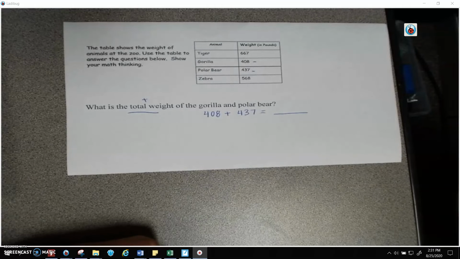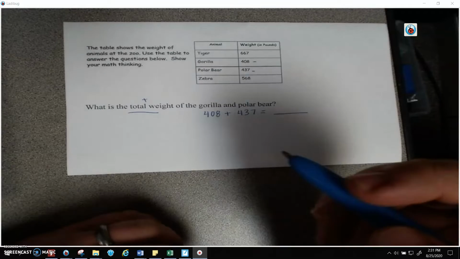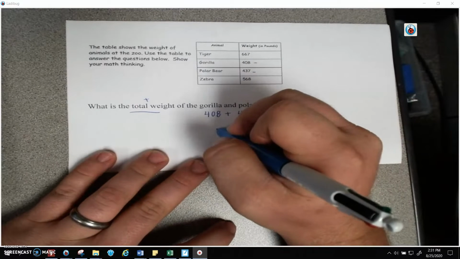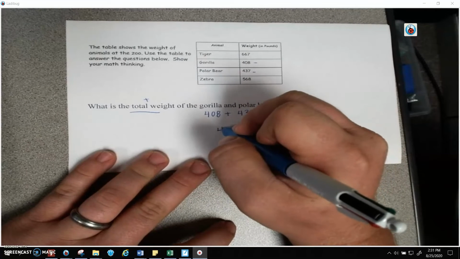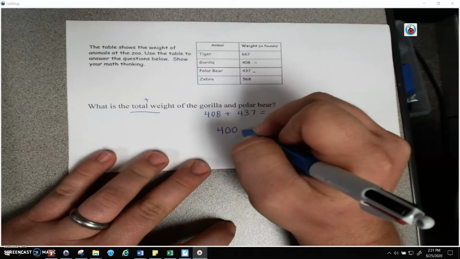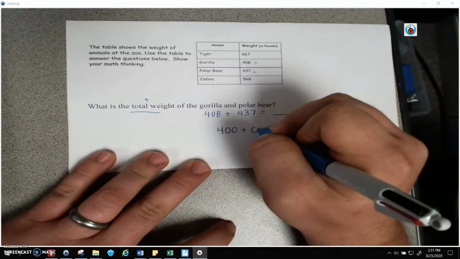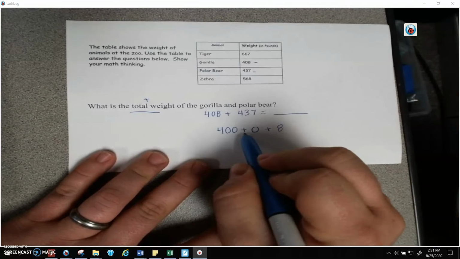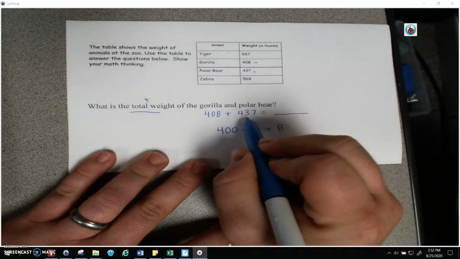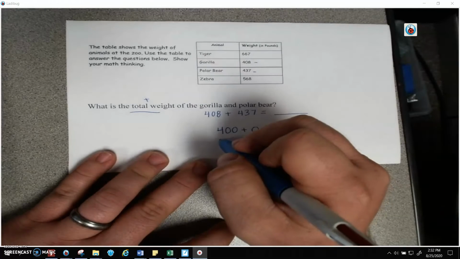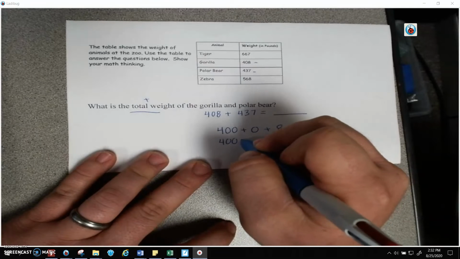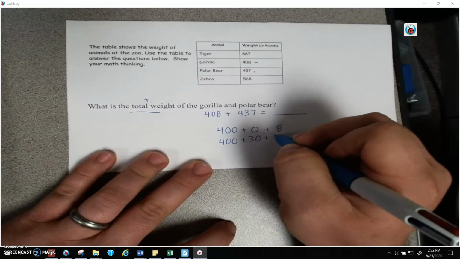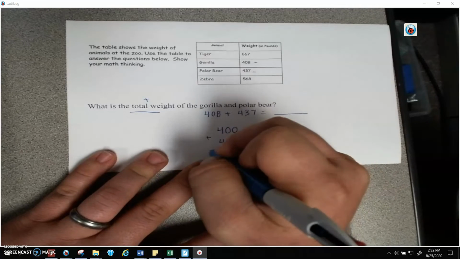Alright, so let's see what I remember about expanded form. I know with expanded form I'm breaking these down into their place values. So I'm first going to break 408 into expanded form. So I'm going to say 400 plus, I have 0 tens plus 8 ones. Alright, so when I do that, 400 plus 0 plus 8 is 408. I'm going to do the same thing for 437. So that would be 400 plus 30 plus 7 ones.